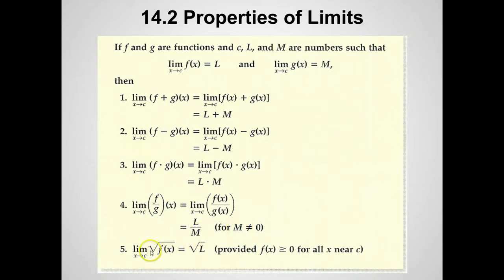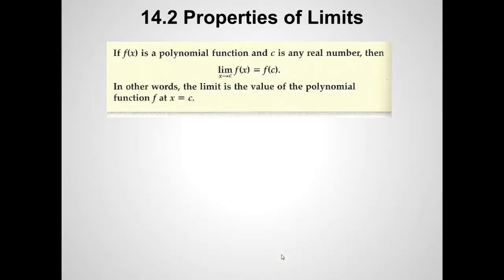If you're taking the square root of a function, then the limit will be the square root of the limit of the function, L, provided that the function is positive when you're near c. Example 1 in the book shows that and leads us to this polynomial function property, which basically says that if you want to find the limit of a function, simply plug in the value for c in for x, and whatever value the function produces for c will be the limit. That's if you have a polynomial. So polynomials are simple functions to evaluate limits for because the limit is what the value is there.